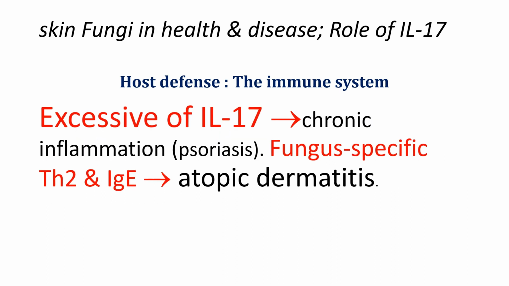On the other side, an excessive or pathogenic production of interleukin-17 can result in chronic inflammation and skin changes as seen in psoriasis. Also, apparent antifungal type 2 responses, including fungus-specific T helper 2 and IgE, are recognized in atopic dermatitis.